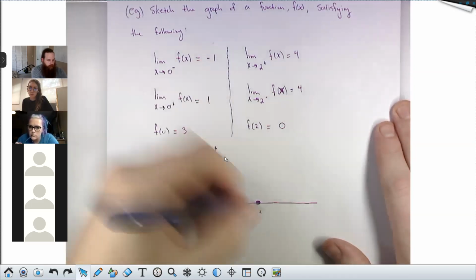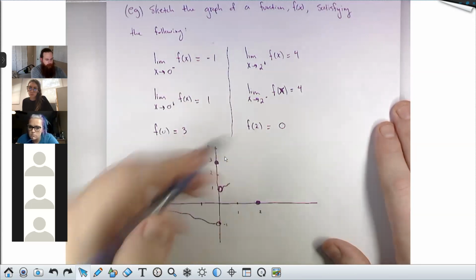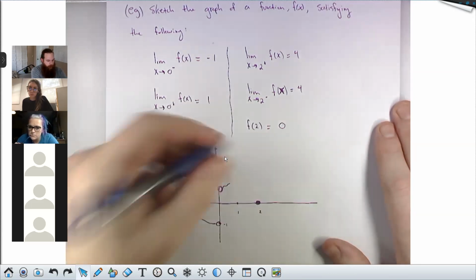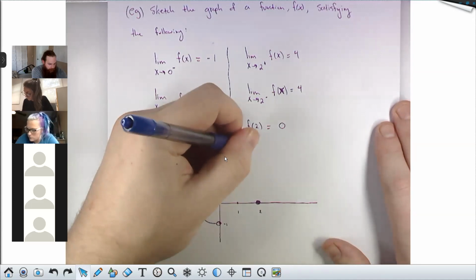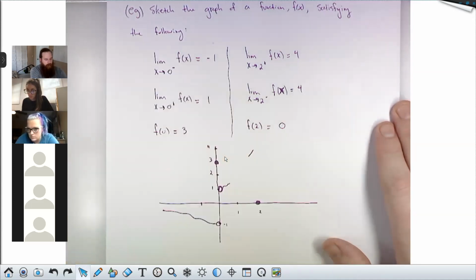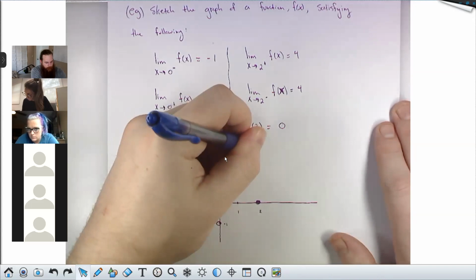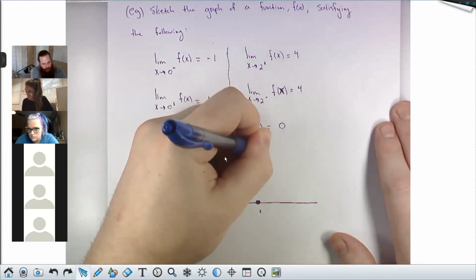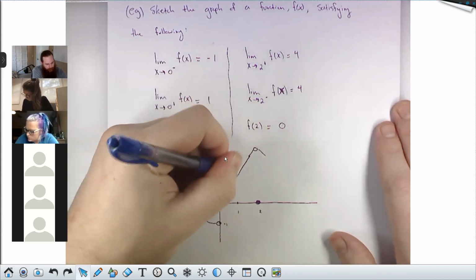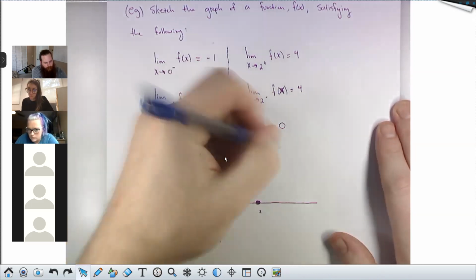As x approaches 2 from the left, I want to be getting up to 4. So that means I have to get up to here. And as x approaches 2 from the right, I want to be getting close to 4. So something like this would work.